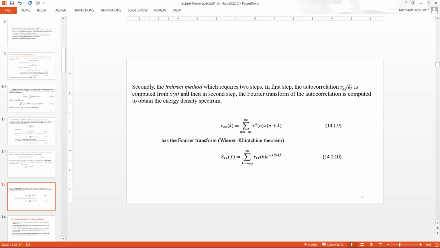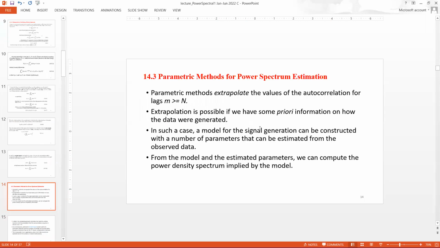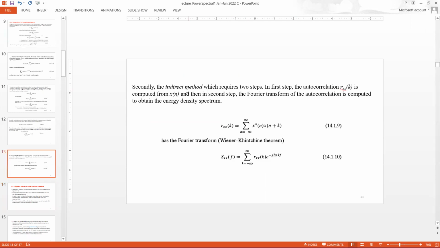So there is a direct method and an indirect method of calculating this Sxx. How? Straight away from the x(n), from where the Fourier transform, Sxx(f), can be determined. Again, this is the power spectrum or energy spectrum. And then the indirect method. What is the direct method?